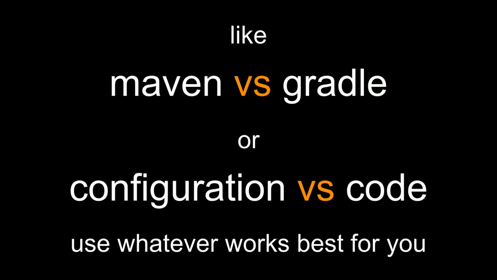And comparing Grunt and Gulp is pretty much like comparing Maven and Gradle. You have configuration versus code. There's a bunch of other features as well that differs in significant ways, but as a developer, that is one main choice. And you choose whatever works best for you, as long as you have some kind of task runner.